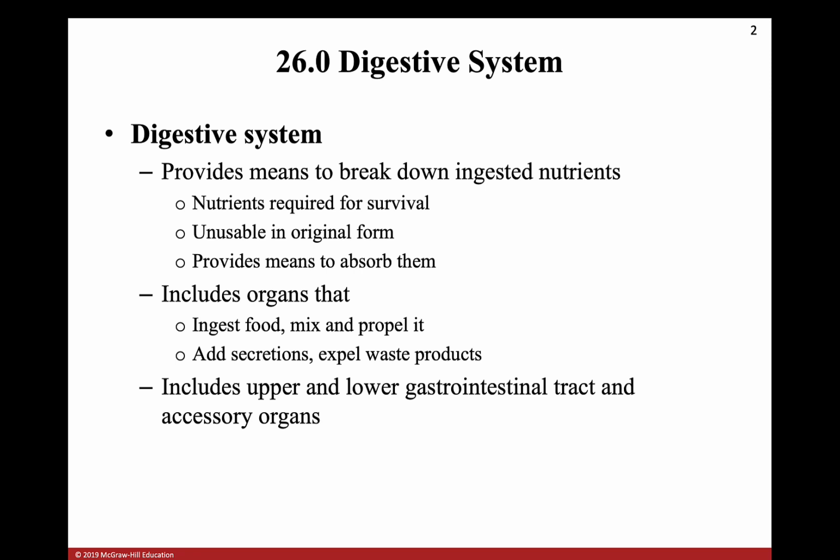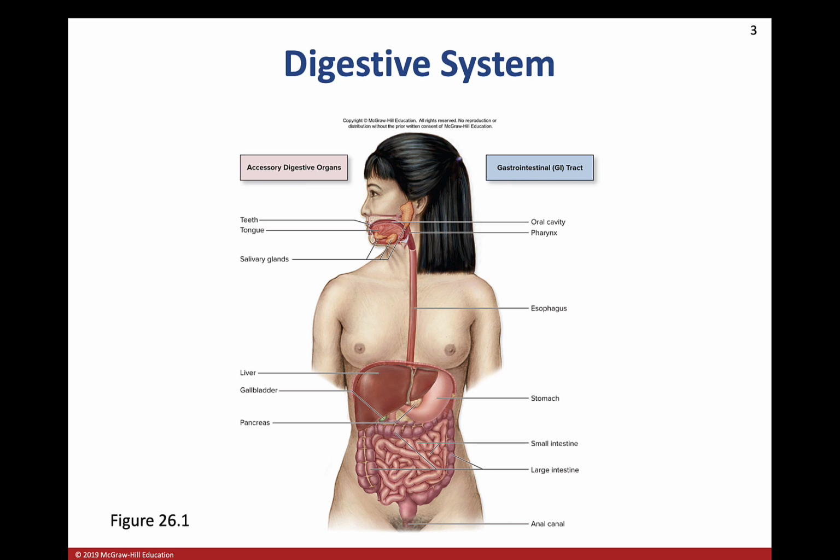If we look at the organs that make up the GI tract, they ingest food. There's a motility function. There's also going to be lots of secretions, and last but not least, getting rid of waste products that the body did not use. As noted previously, the GI tract is broken down into the upper and lower GI, but there are also a number of accessory organs. This slide here demonstrates the difference between the GI tract and the accessory digestive organs.